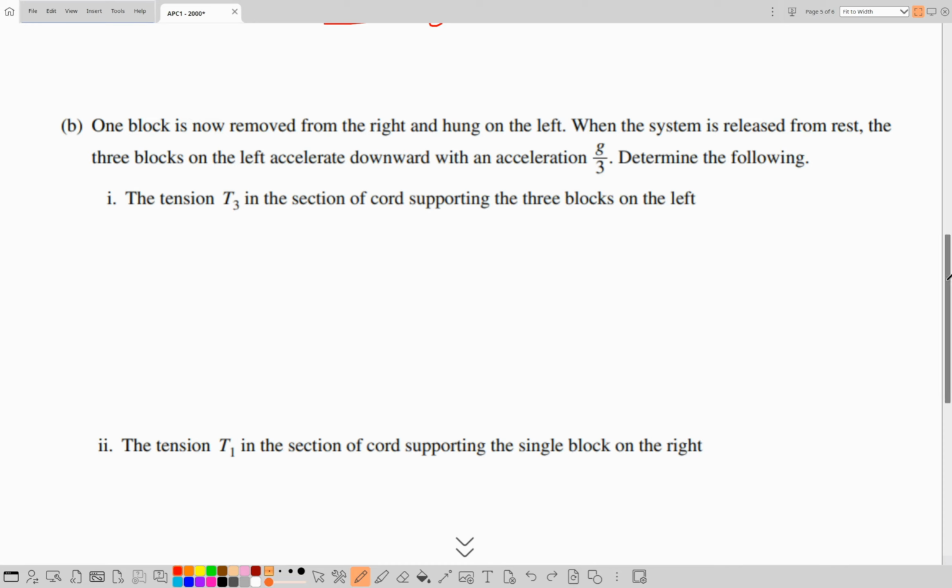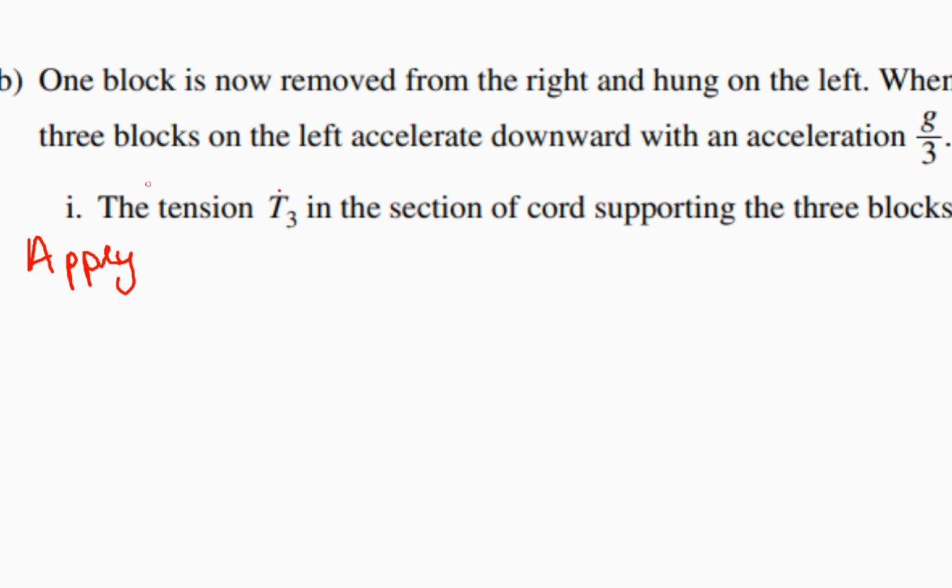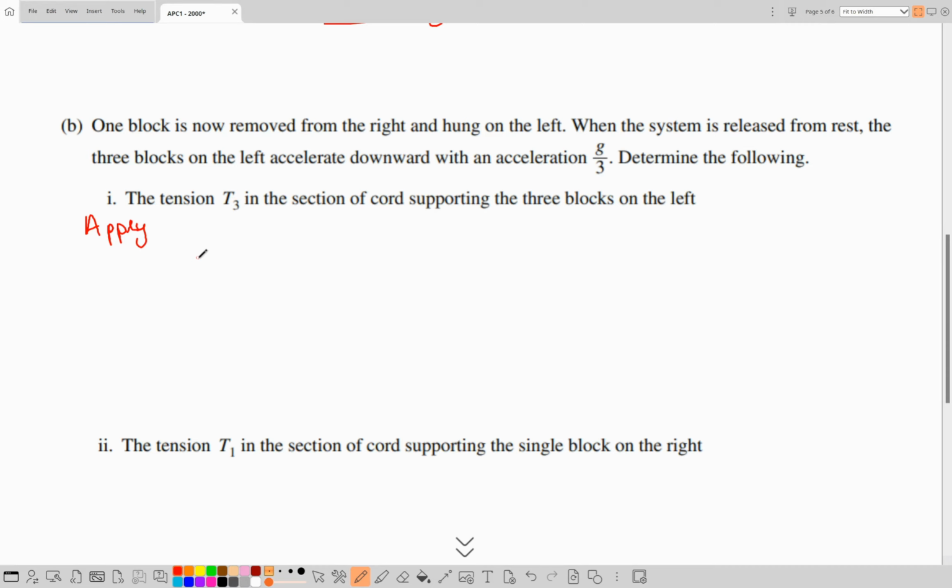Idea number 1: the tension T3 in the section of cord supporting the three blocks on the left. And this can be determined using Newton's second law for translation. Now why did we think about Newton's second law for translation? Simply because we're interested in determining a force, and we know that Newton's second law gives us access to the different forces acting on the system.